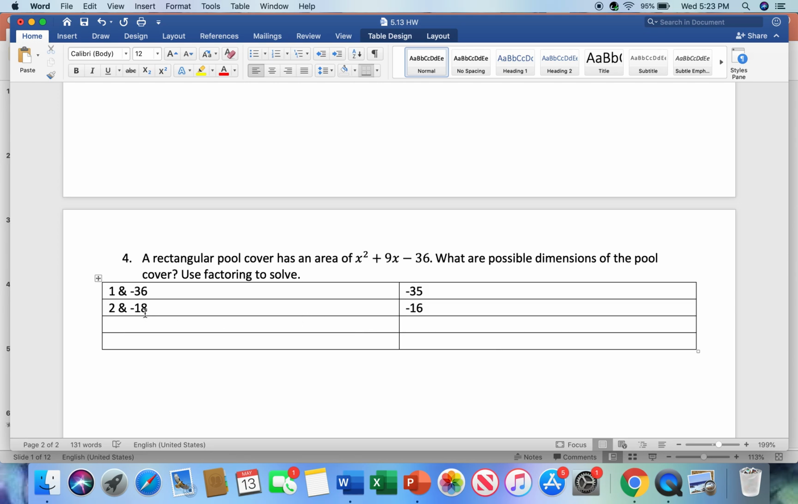Well, I can also do what? Negative 2 and positive 18, but that would just give me what? Positive 16 in the end. So I don't have to go ahead and do that one.